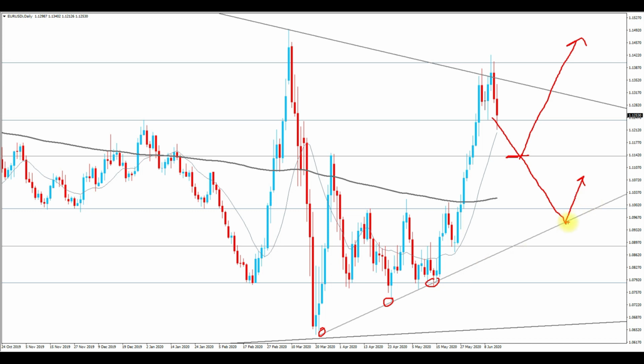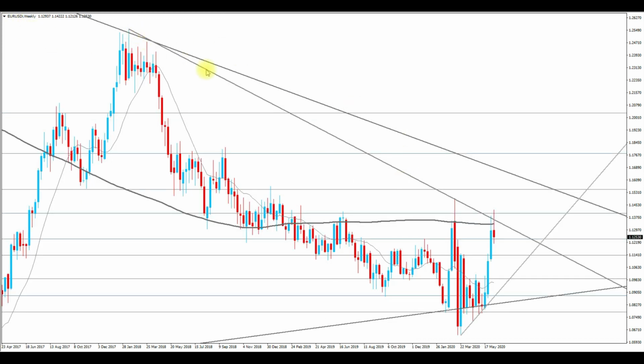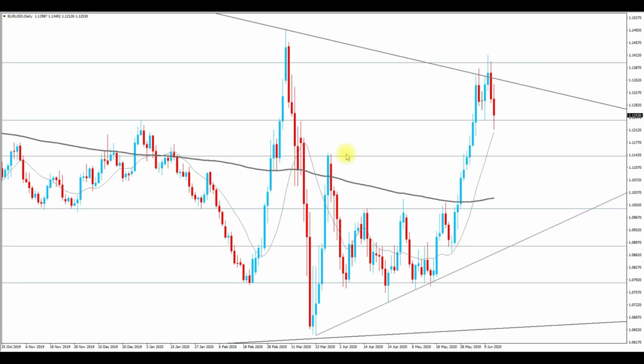So maybe we get another test around that level and push back up to test the monthly trend line here. So I'm looking for USD to break through this level and maybe test this level here and go back up, or break down and test this level in the next few days.